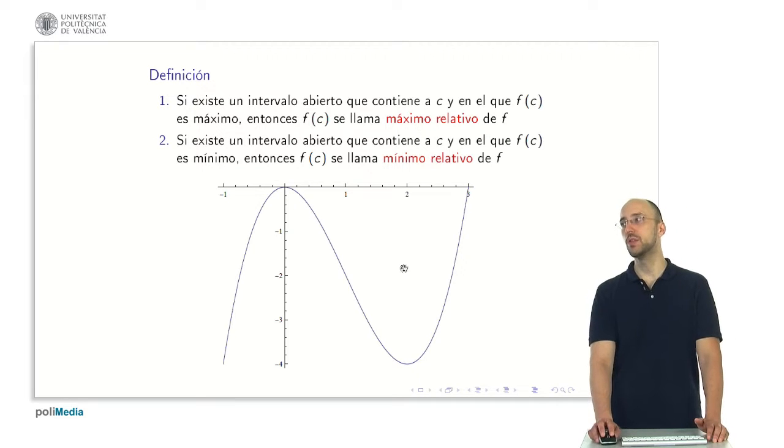The same logic applies to the relative minimum. For instance, consider 2. Within this small segment, if we focus only on this local portion of the function, the value at 2 is a relative minimum.